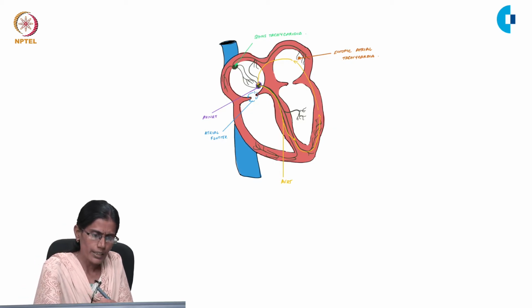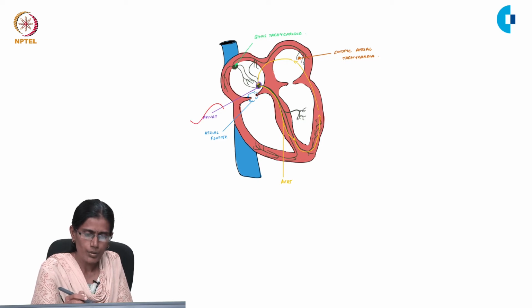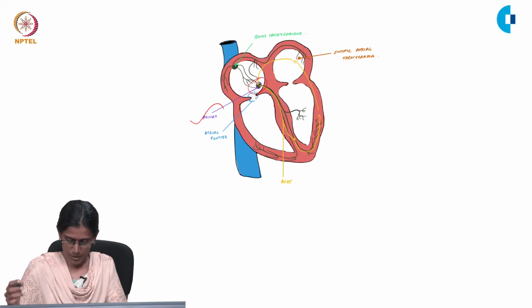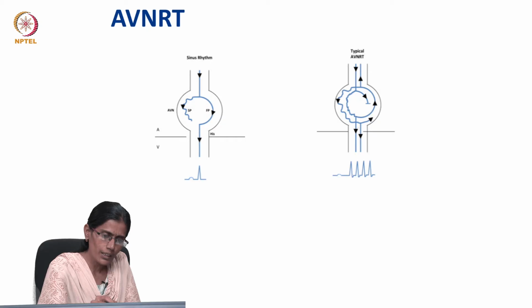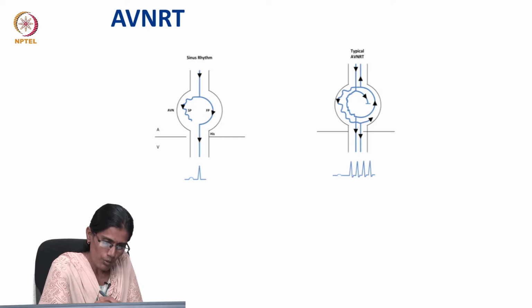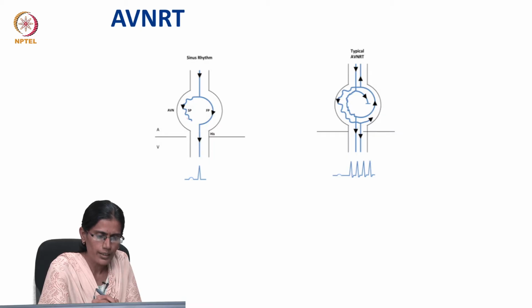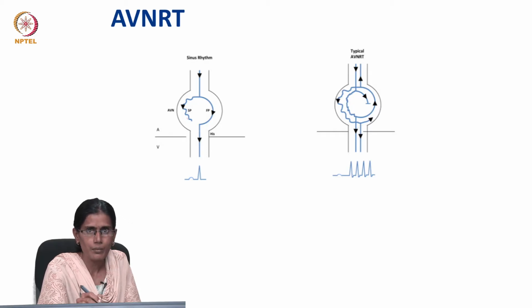First we will discuss AVNRT. So what is the problem or where is the problem? There is a problem within the AV node. Let's see what it is. In patients who are prone to have AVNRT, there will be two pathways within the AV node. This is a slow pathway which conducts very slowly but has a short refractory period. And this is a fast pathway which conducts fast but it has a long refractory period. That means it takes some time to conduct another impulse.